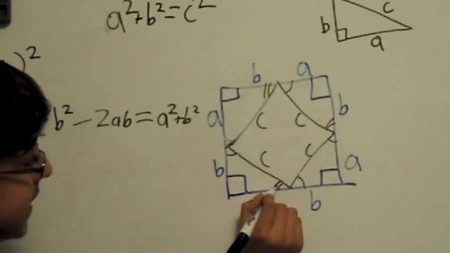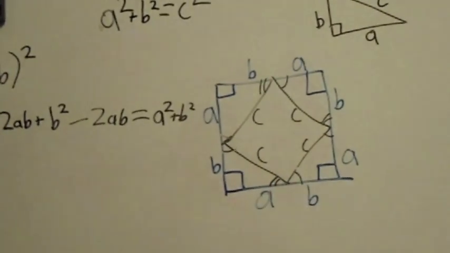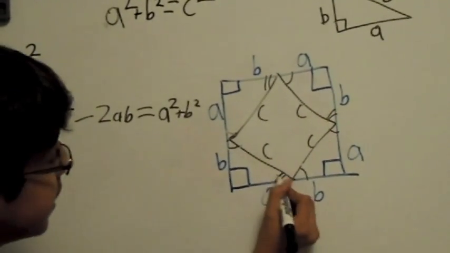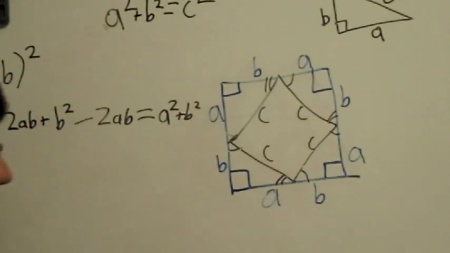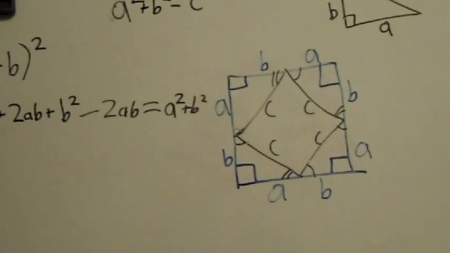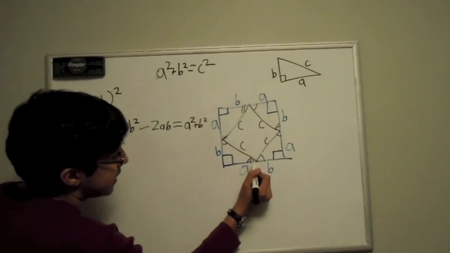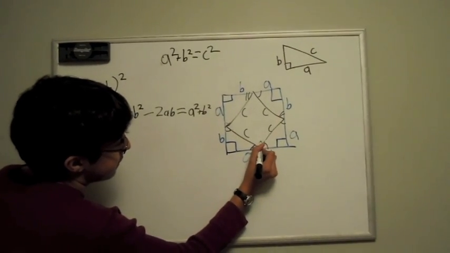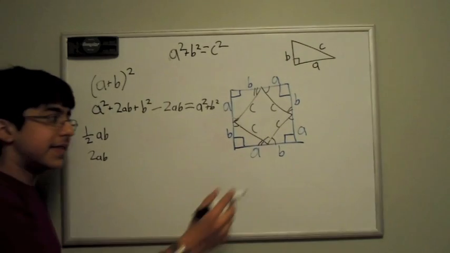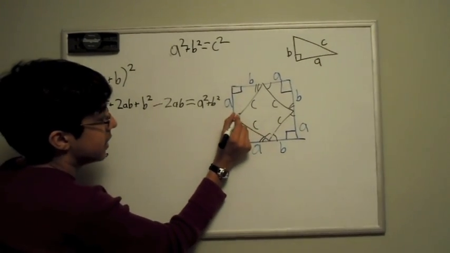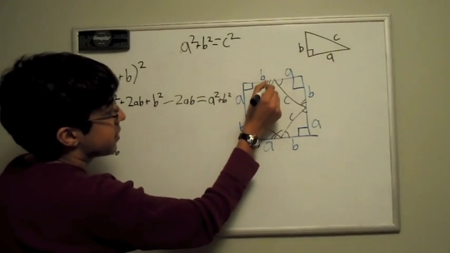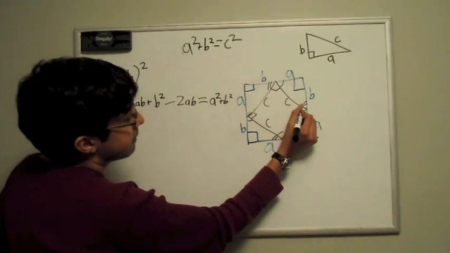Here you see that this angle and this angle are complementary, meaning they add up to 90. These 3 angles are supplementary, meaning they add up to 180. So 180 minus 90 equals 90, showing that this is a right angle. We can show that the others are right angles in the same way.